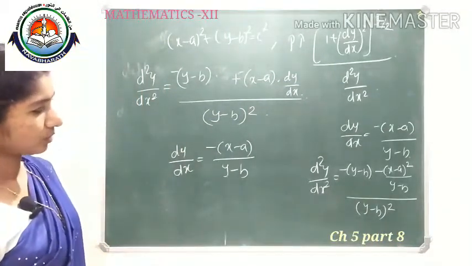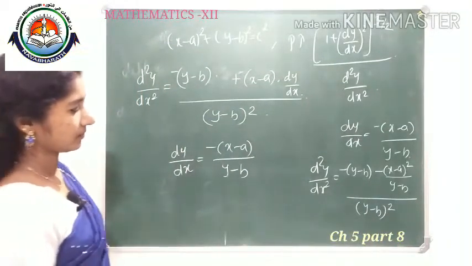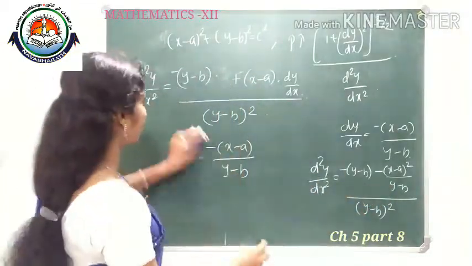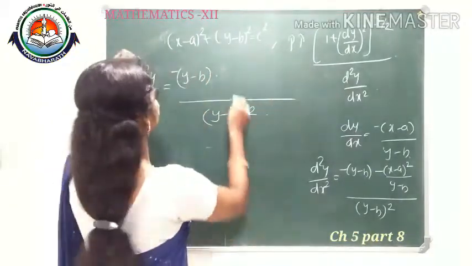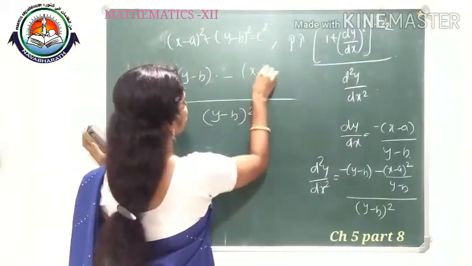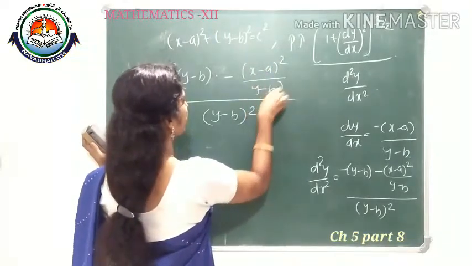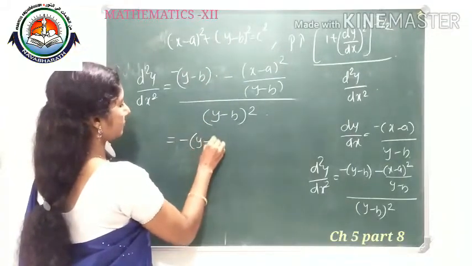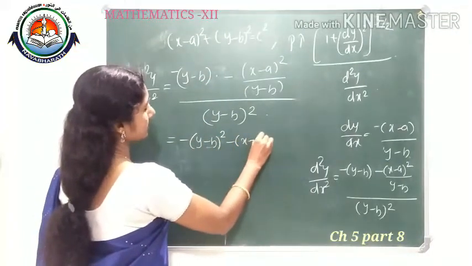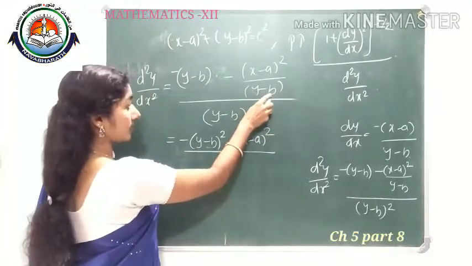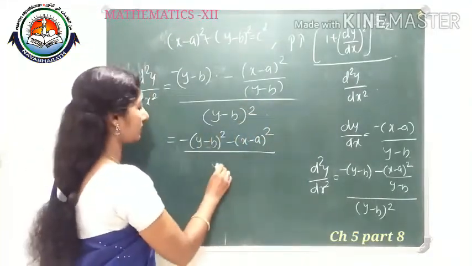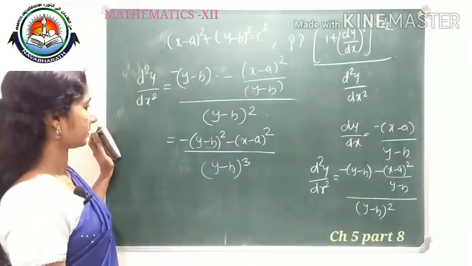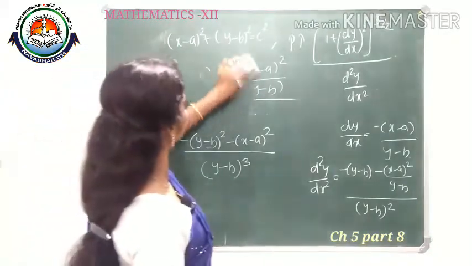Okay, I think we can do some simplification. The (y minus b) numerator I am going to simplify. This is minus (x minus a) whole square by (y minus b). Then in the numerator we are doing subtraction, so cross multiplication. It will come minus of (y minus b) whole square minus (x minus a) whole square divided by (y minus b), and by (y minus b) whole square is there. So, total (y minus b) whole cube. Clear? So, we got the second derivative also.